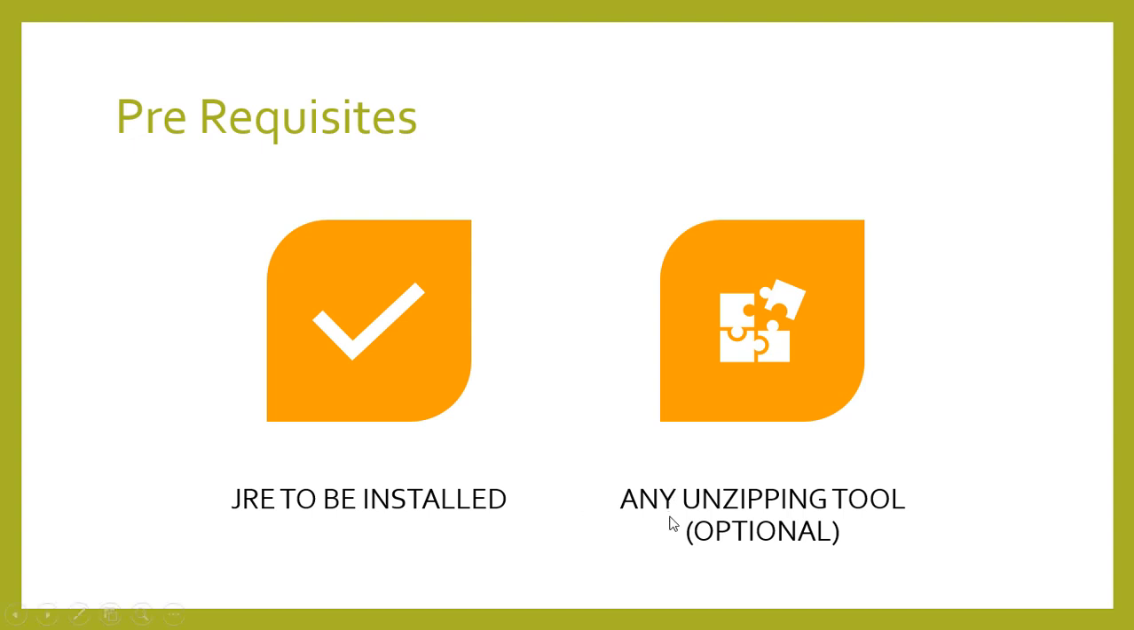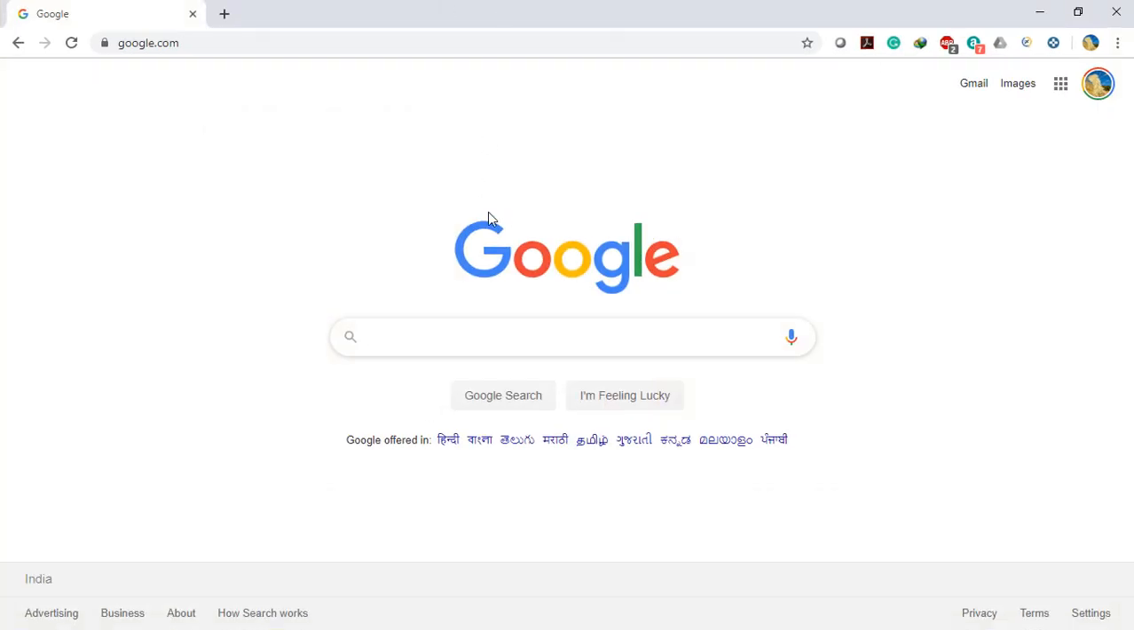And apart from that, we need any unzipping tool. It is optional. If you're installing it, then it is okay. If you're not installing it, then also it's okay. In most cases, unless your system already has something installed, like Windows has an unzip tool already, it is okay. But if you're using some other platform, you might need it. So let us quickly go to the browser and see what needs to be done.